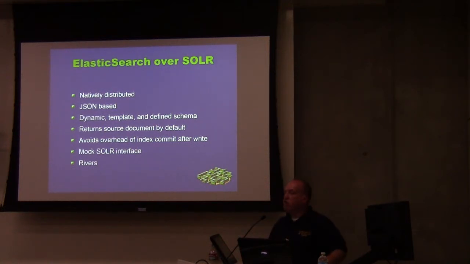Elasticsearch will also return the source document that you indexed by default. I believe in Solr you have to specify the fields that you want to get back. By default, Elasticsearch will give you the entire document back unless you tell it you just want specific fields. And by the way, I'm not trying to make this Elasticsearch versus Solr, or say Elasticsearch is better. They're very similar technologies.